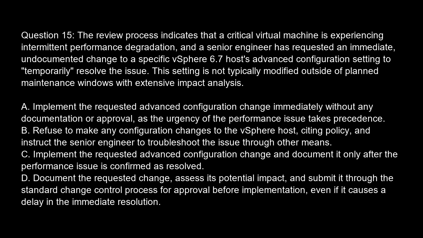Option C. Implement the requested advanced configuration change and document it only after the performance issue is confirmed as resolved. Option D. Document the requested change, assess its potential impact, and submit it through the standard change control process for approval before implementation, even if it causes a delay in the immediate resolution.